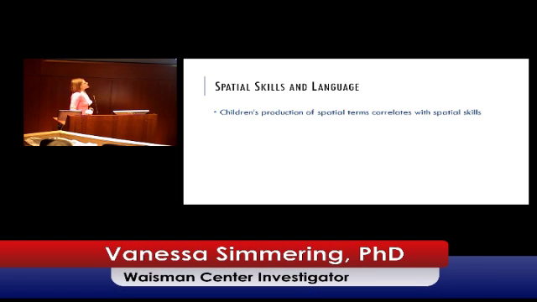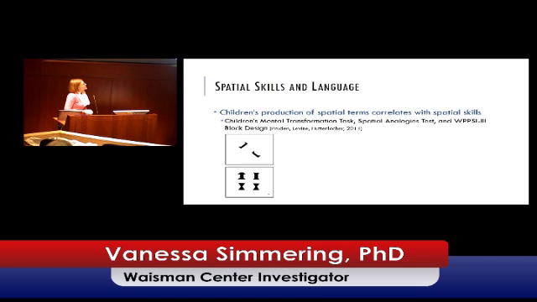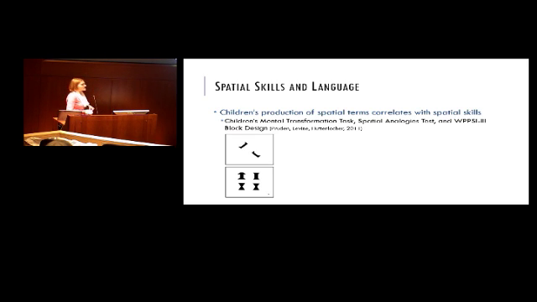Evidence that children's production of spatial terms correlates with their spatial skills comes from a number of different tasks. One study that has shown multiple spatial tasks that relate to children's spatial language was this study by Pruden and colleagues. This is the children's mental transformation task, which I'll talk about more later because we've used it in some of our studies. In this test, children are shown the pieces at the top and asked, if those went together, what shape at the bottom would they make? This task requires imagining the movement of those pieces and what they would form together. Another task used by Pruden and colleagues was the spatial analogies task.